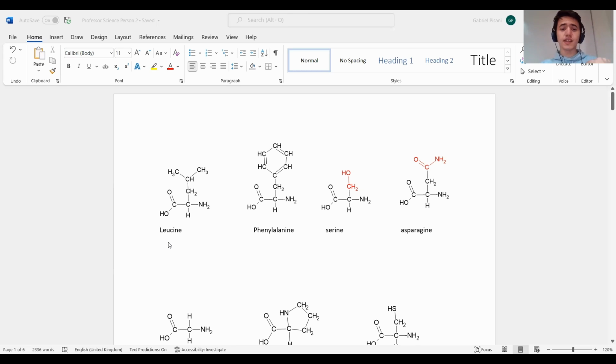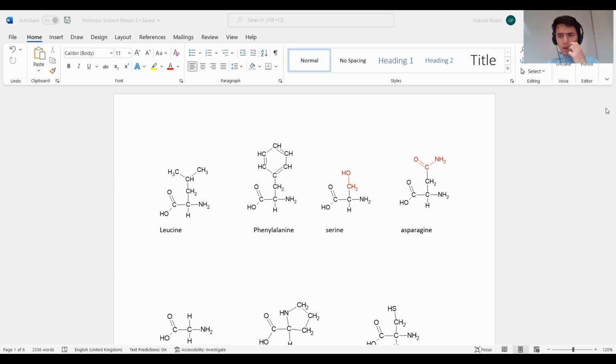Now, as you can see, leucine and phenylalanine specifically have side chains that are hydrophobic because they contain only carbon-hydrogen bonds. However, if we look at serine and asparagine, we can see that they are polar hydrophilic side chains because of the red bonds shown here. This allows them to interact with water using only their side chains, giving proteins different properties, which, as I mentioned, we'll discuss in a little bit.